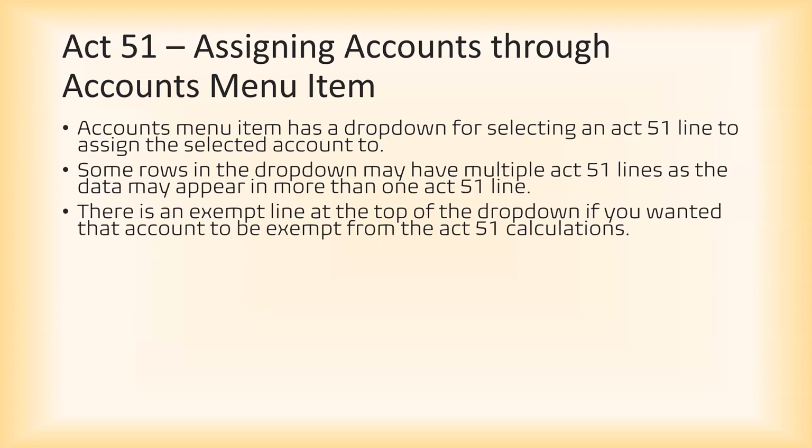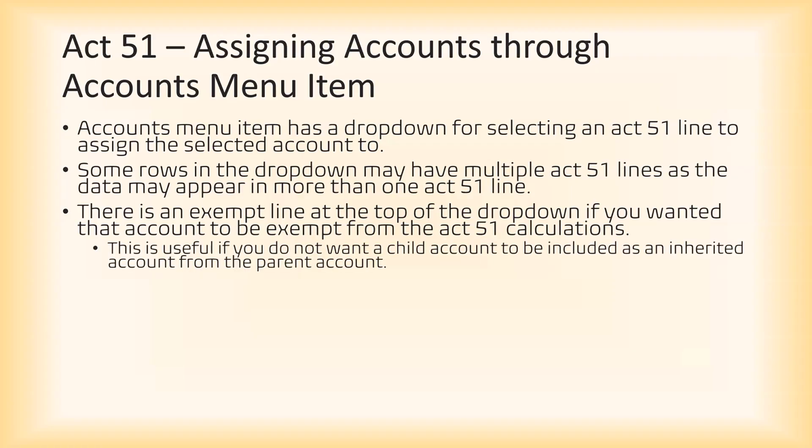There is an exempt line at the top of the dropdown if you want that account to be exempt from the Act 51 calculations. For example, if you assigned a line at level 3, then when you run the Act 51 generator, all the level 7s will be included in that Act 51 line. However, if you didn't want one to be on there, you can make it exempt and it won't show or have the data on the Excel spreadsheet.